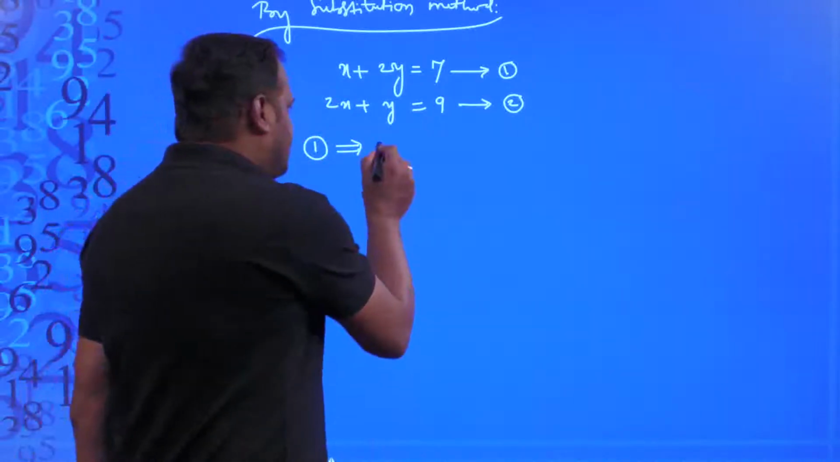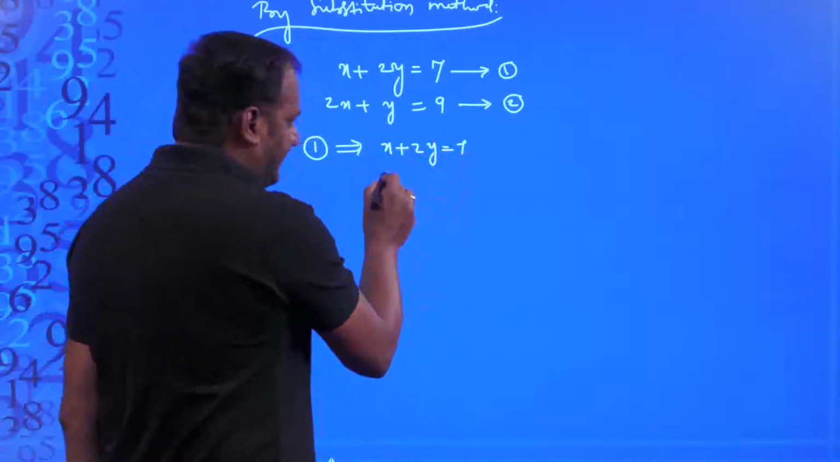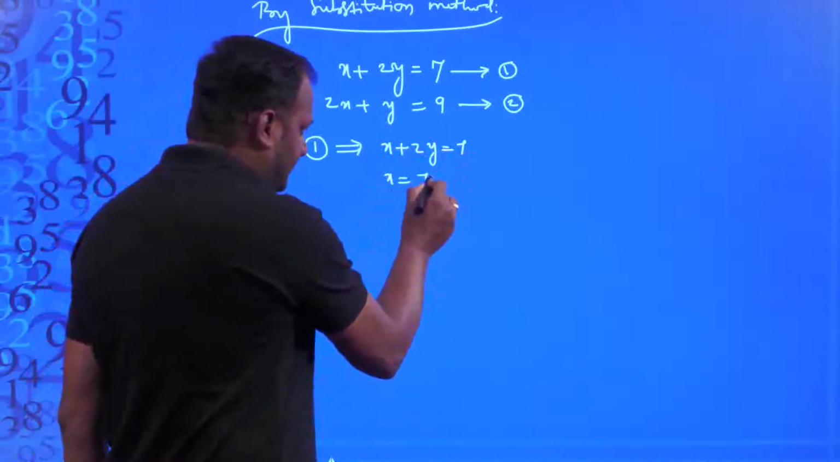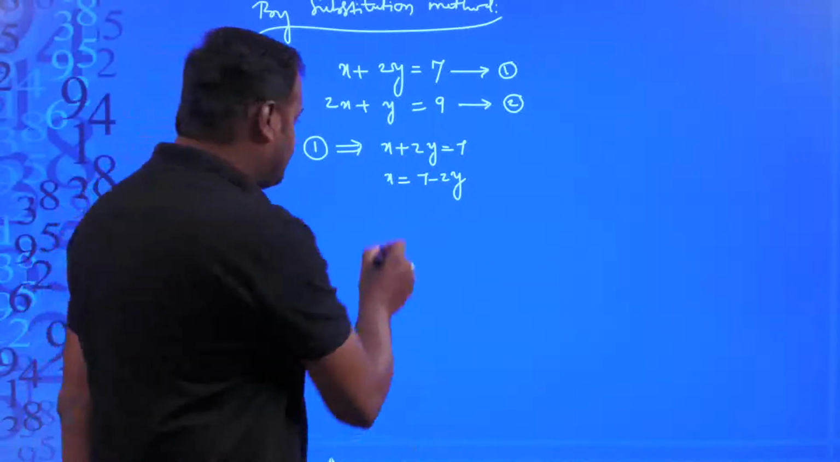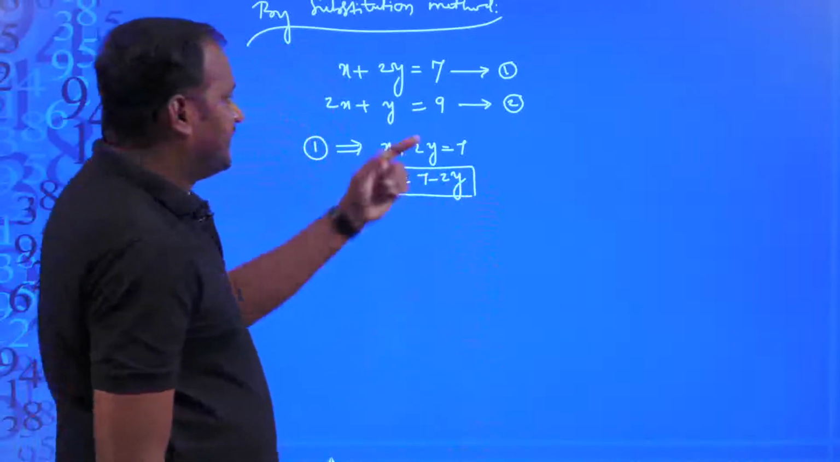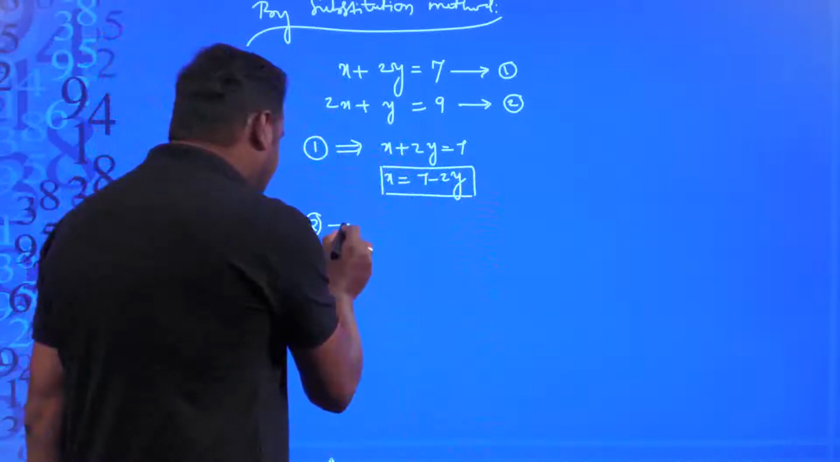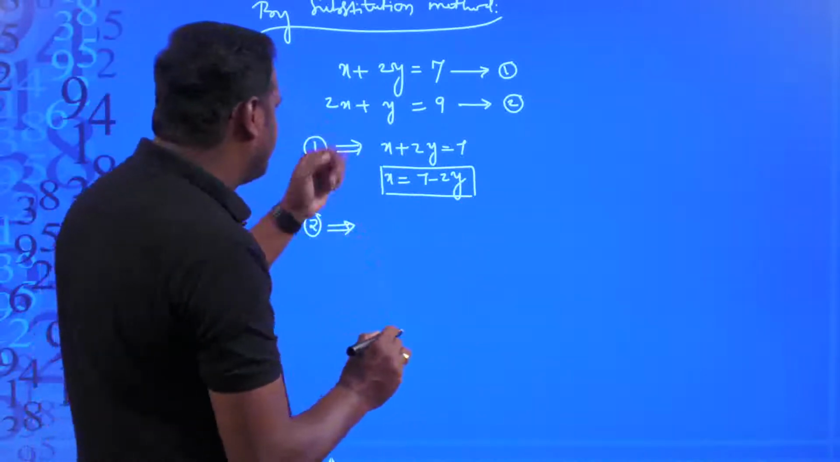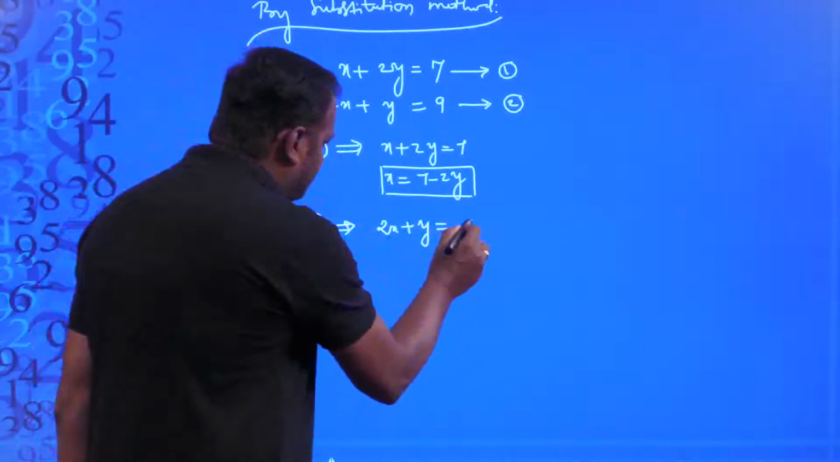Okay. First equation, x plus 2y is equal to 7. Then x is equal to 7 minus 2y. Substitute x is equal to 7 minus 2y in which equation? In the other equation, right. So, when you substitute in the second equation, the second equation is 2x plus y is equal to 9.